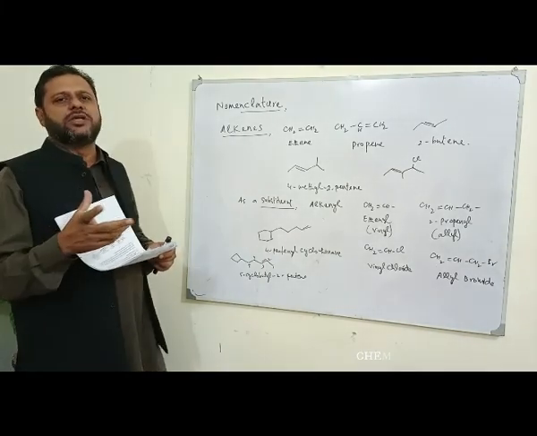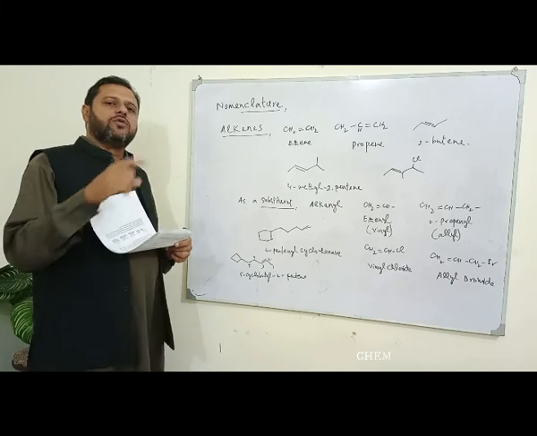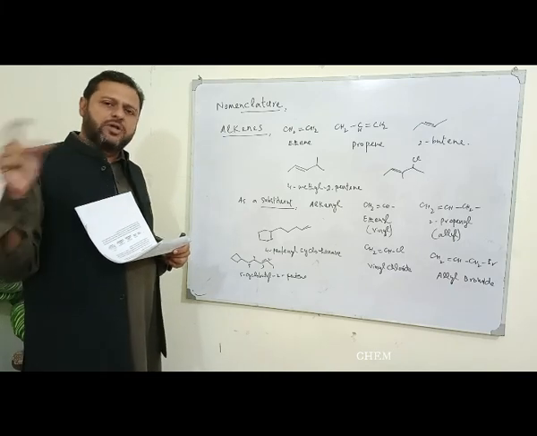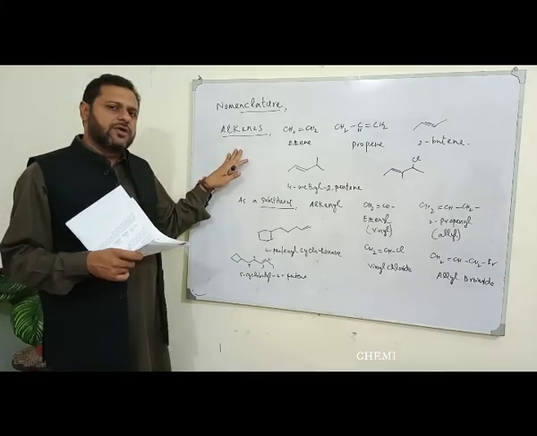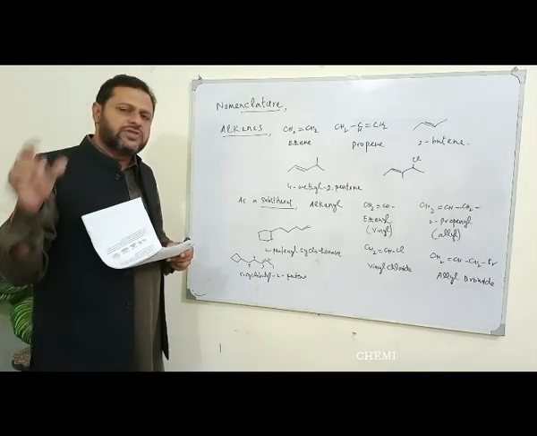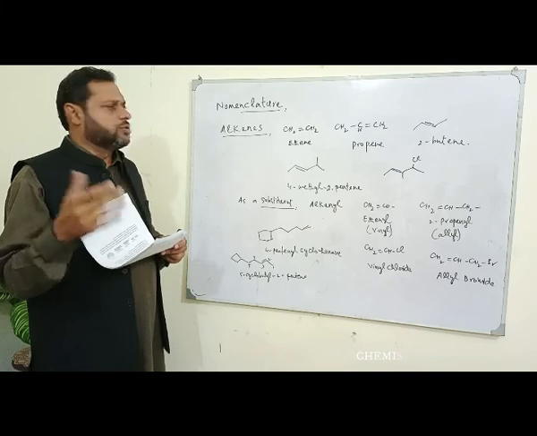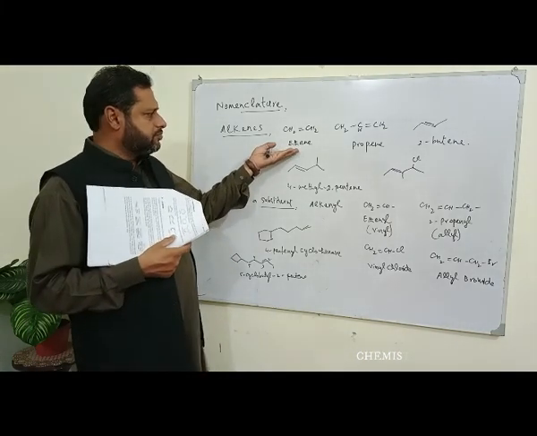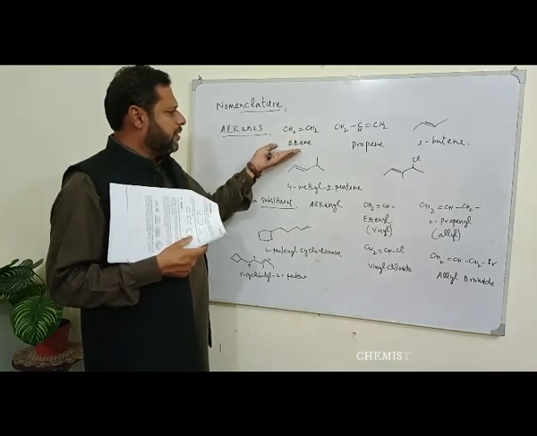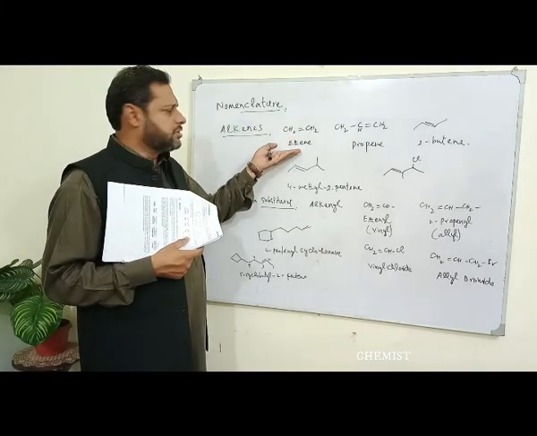The difference from alkanes is that in alkanes, we select the longest chain which contains any substituent. But in alkenes, we will select the longest chain which contains a double bond. So this is called alkenes. The simplest alkene is ethene, because the compound containing no double bond is called ethane.